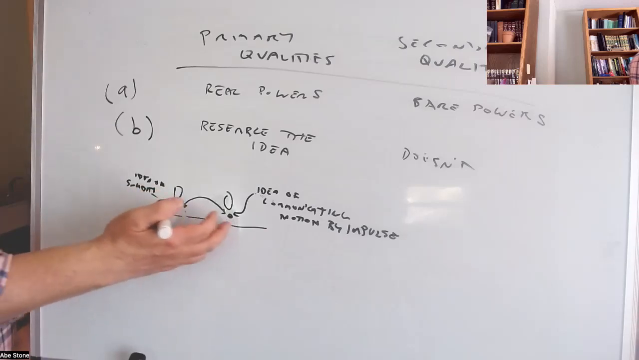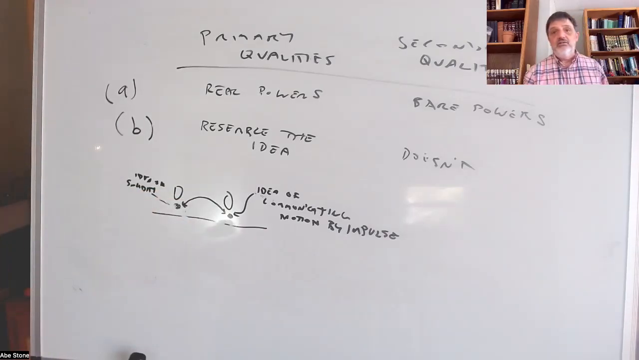We don't learn that these ideas go together from experience. Now, they're not innate, right? Locke thinks we have no innate ideas. But once you have them, you don't need experience to tell that they necessarily go together. So the proposition that they necessarily go together, right? That is the proposition that communication of motion by impulse presupposes solidity. And I guess vice versa, even though it doesn't say that there.